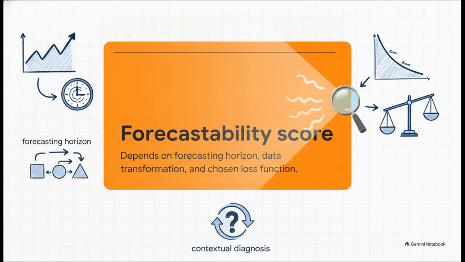Think of it this way. If you look at daily sales data for umbrellas, it might look like pure, unpredictable noise. But if you change your transformation and aggregate that exact same data on a monthly level, suddenly, boom, a crystal clear seasonal pattern emerges. Forecastability is not a single metric. It's a highly contextual diagnosis.